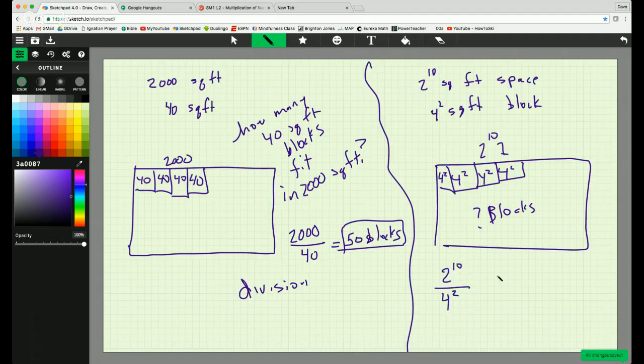Well, I cannot divide exponents, but what's the trick I do? Well, this is 2 to the 10th. 4 squared is 16. Well, 16 is equal to 2 times 2 times 2 times 2, which is equal to 2 to the 4th. So we have 2 to the 10th over 2 to the 4th, and that equals 2 to the 6th blocks.